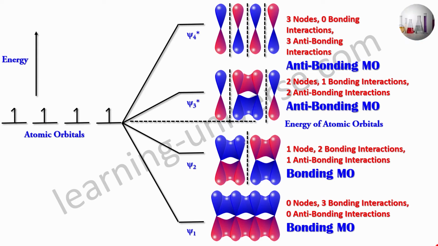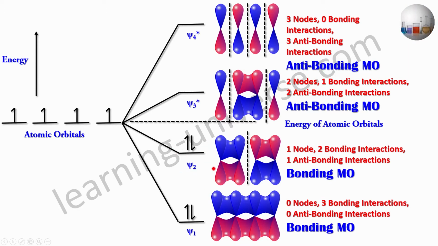Now, where are the electrons? The electrons are in psi1, because according to the Aufbau principle, fill the lower one first, then psi2, and there are only 4 electrons, so the electrons get filled up in psi1 and psi2. And as you notice here, in psi1, which is the lowest in energy, there is some interaction between carbon 2 and carbon 3 as well, which is not revealed by the valence bond theory.